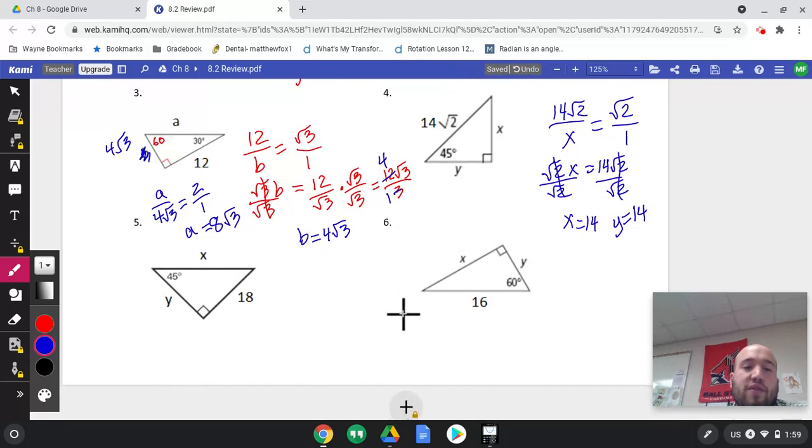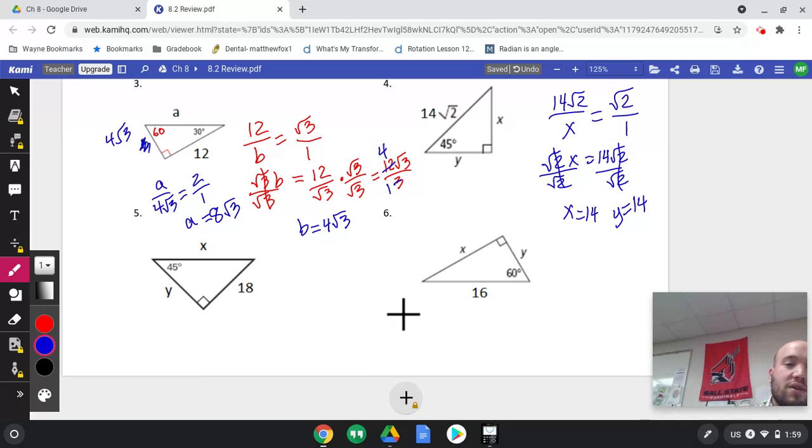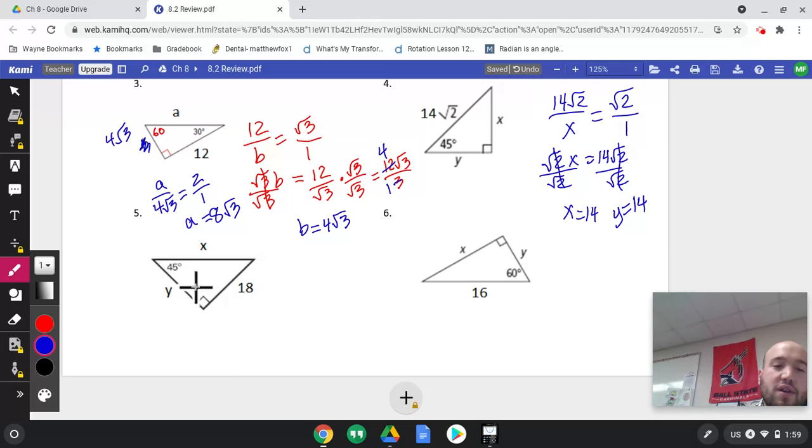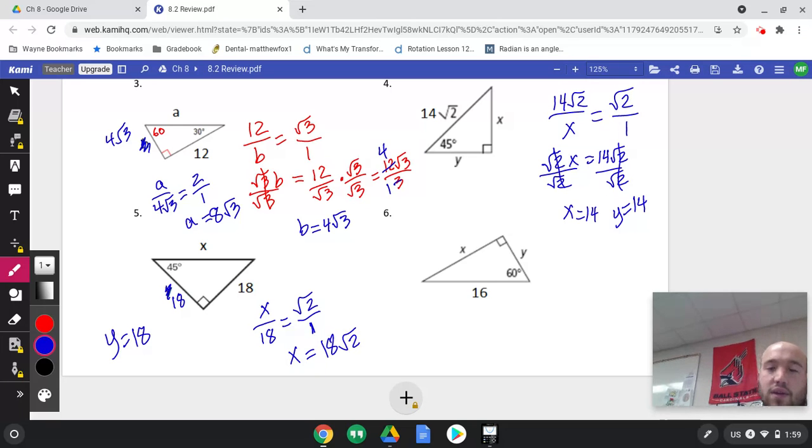All right, 2 more left that I'm going to go over. So if we look at this next one, once again, 45, 45, 90 triangle. Now, if this is 18, we know that y is also 18. So over here, I'll just put y equals 18. Now, if I do x over 18, the x has to go with the square root of 2 because it's the hypotenuse. The 18 is the leg, so we put a 1. We cross multiply. X equals 18 square root of 2. And we are done. Pretty easy.